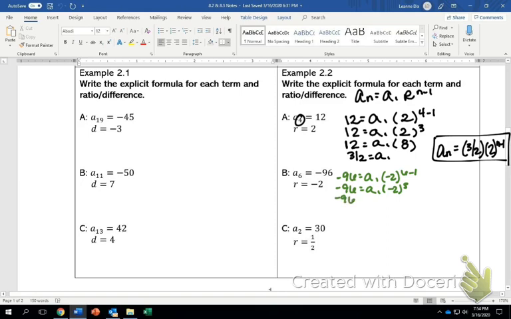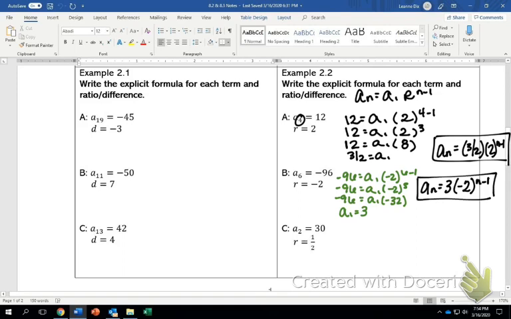We had this problem earlier with negative 2 to the 5th power. It's going to give us a negative 32. And negative 96 divided by negative 32 gives us an answer of 3. With that, we can plug in all of our pieces. A sub n equals 3, not a fraction, so no parentheses, times the ratio, which is negative 2, must use parentheses, and minus 1. And this is our answer.